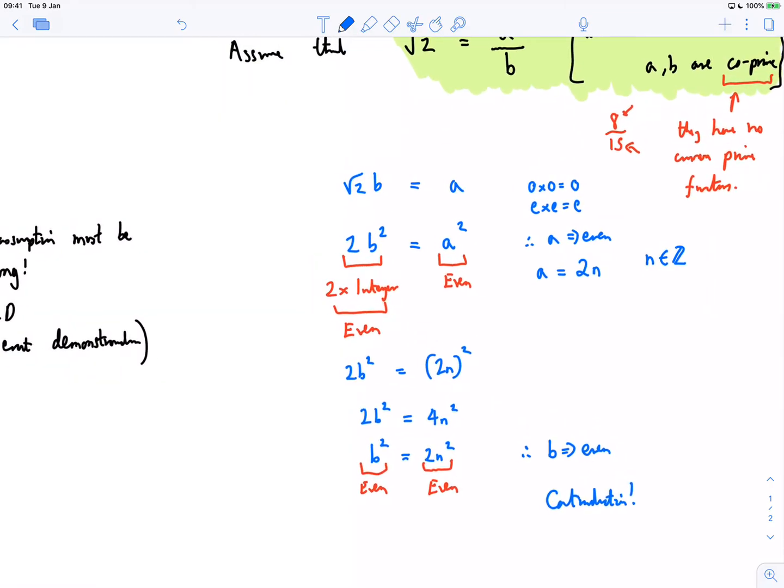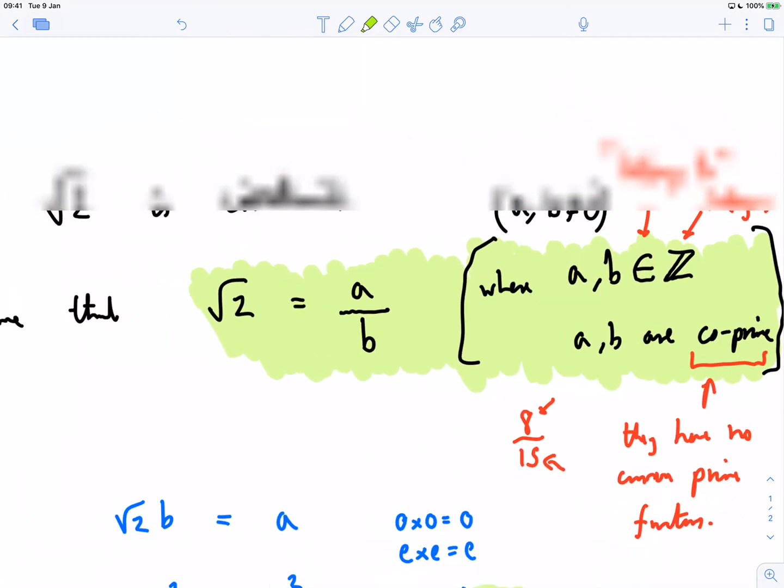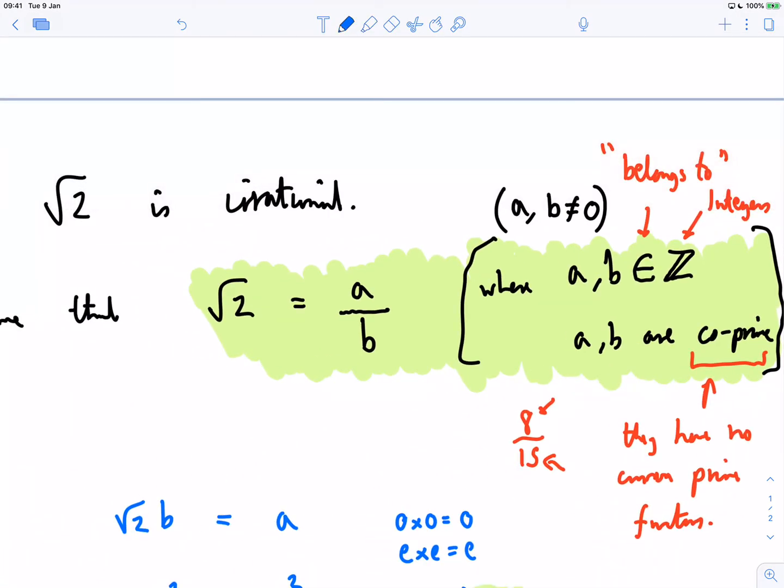Why is there a contradiction? Because if a is even and b is even, that means they both are even numbers and therefore they have a common factor of 2. If I have an even number and another even number, they're always in the 2 times table. Why is that a problem? Because look at our initial assumption. We said that a and b must be co-prime.